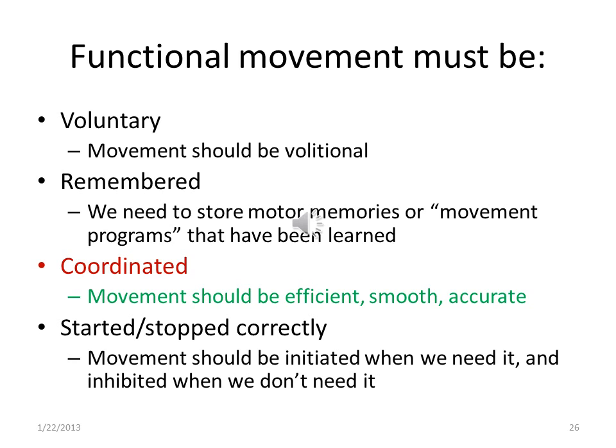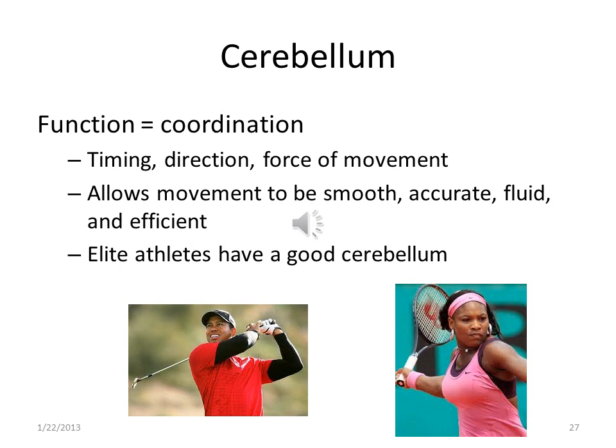The third essential component of functional movement is that it needs to be coordinated. It needs to be smooth, efficient, accurate. The next few slides will review the parts of the brain responsible for this characteristic of functional movement.